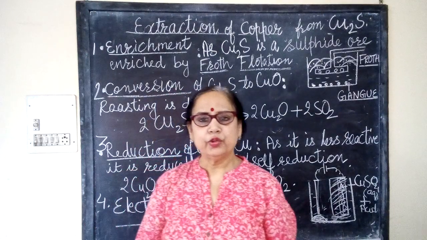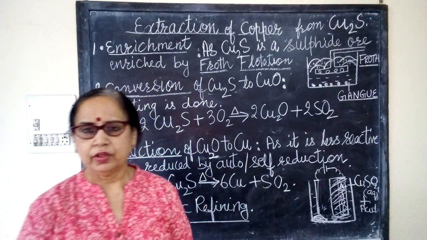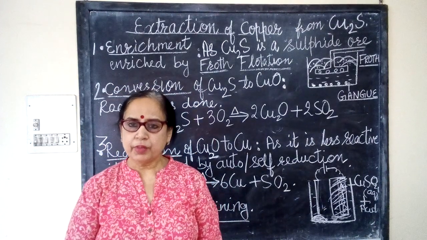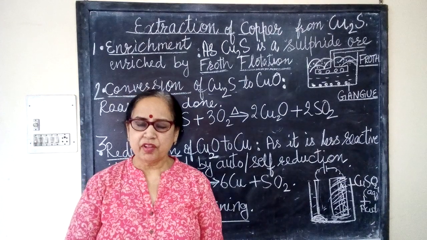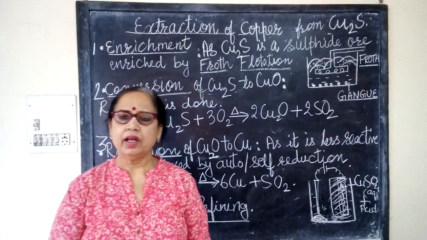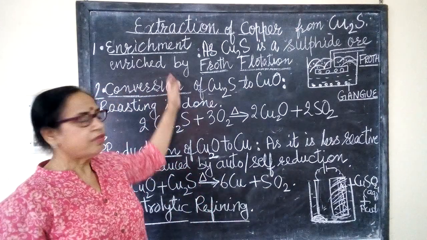Now we are going to do the extraction of copper from its sulfide ore. How do we do the extraction of copper from its sulfide ore? Same basic process. We will be starting with ore concentration, enrichment or ore dressing. So what do we do in this case?